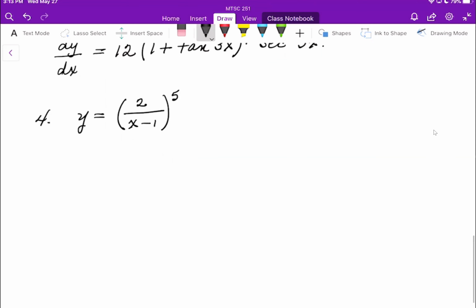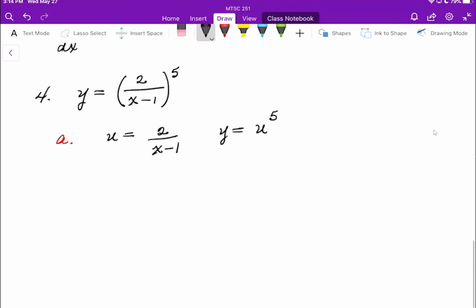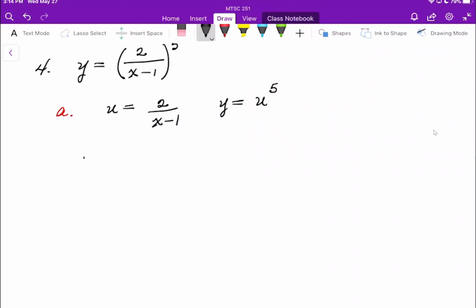Okay, so the first way is we're going to do it the inside-outside way. So we're going to let u equal 2 over x minus 1. And then we're going to let y equal u to the 5th. So now we need dy/du.